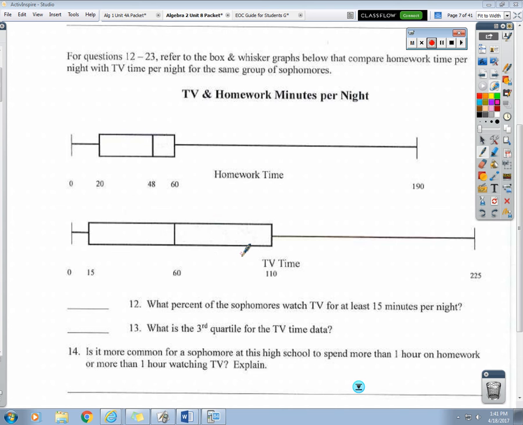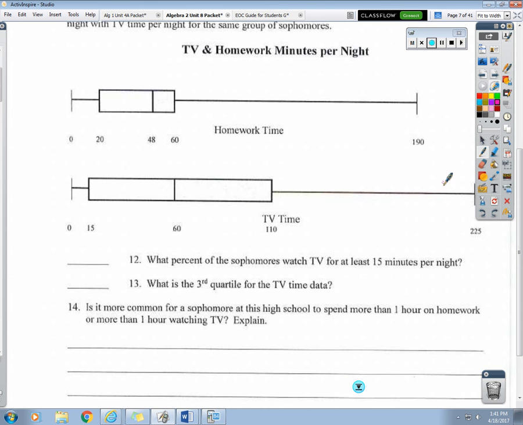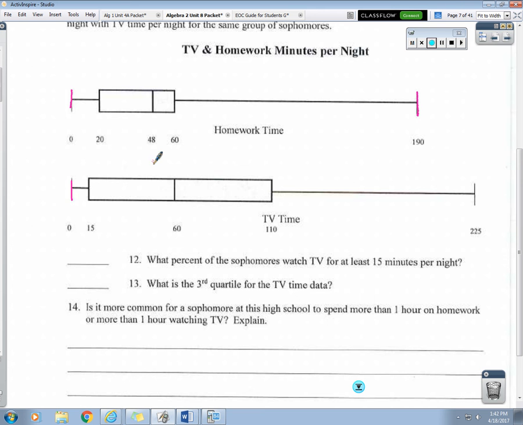the box and whisker graphs below that compare homework time per night with TV time per night for the same group of sophomores. Okay, so here's the box and whisker plot that has the data for homework time. You can see that homework time for these sophomores ranged from 0 minutes all the way up to 190 minutes. That's a little unrealistic, but whatever. And then their TV time ranged from 0 minutes all the way to 225 minutes.